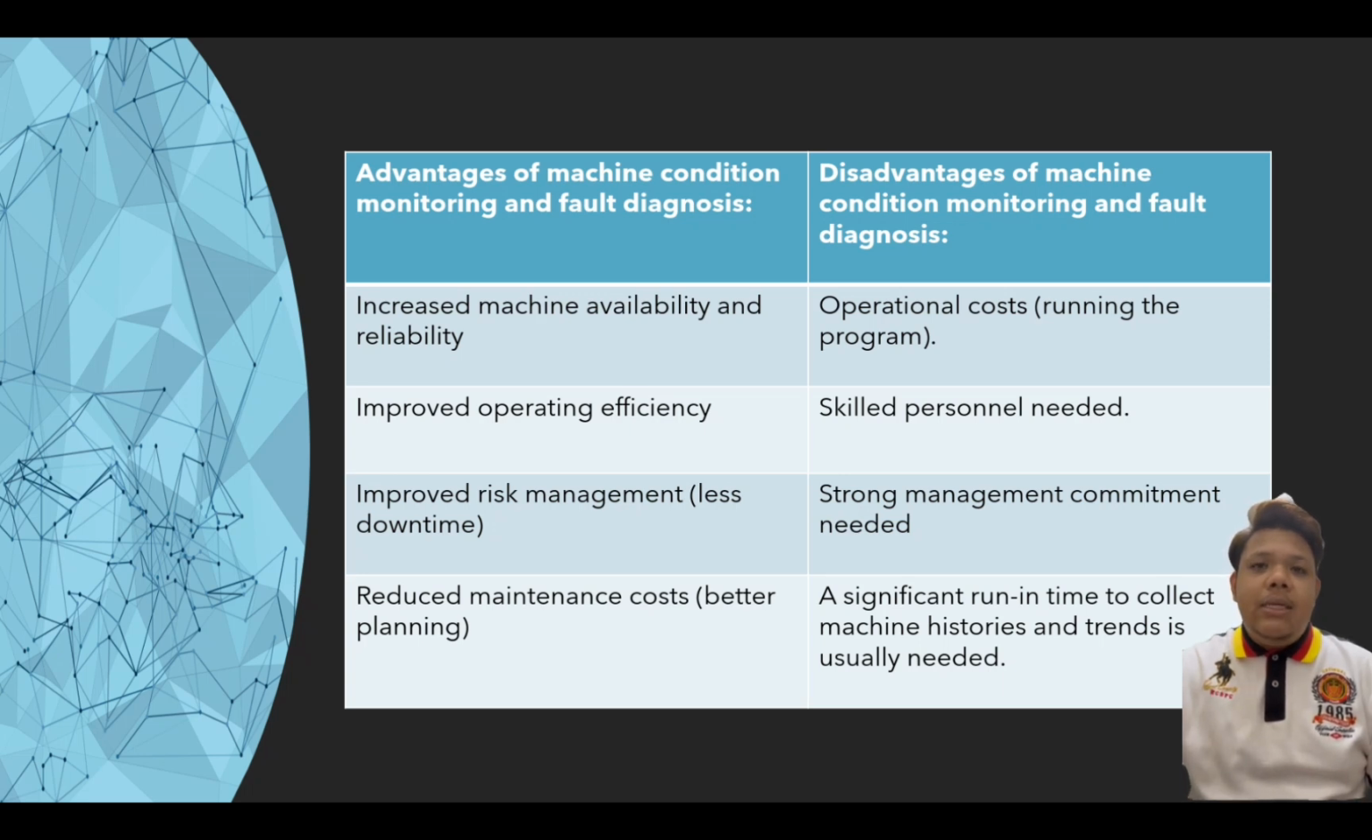And the last advantage I would like to share is reducing the maintenance cost. When we talk about the maintenance cost, we must think about better planning. By using condition-based maintenance, we allow for better planning and optimization of maintenance activities. Instead of conducting maintenance based on a fixed schedule, maintenance can be scheduled based on the actual conditions of the gear. This leads to reduced maintenance cost by eliminating unnecessary tasks and focusing resources where they are truly needed.